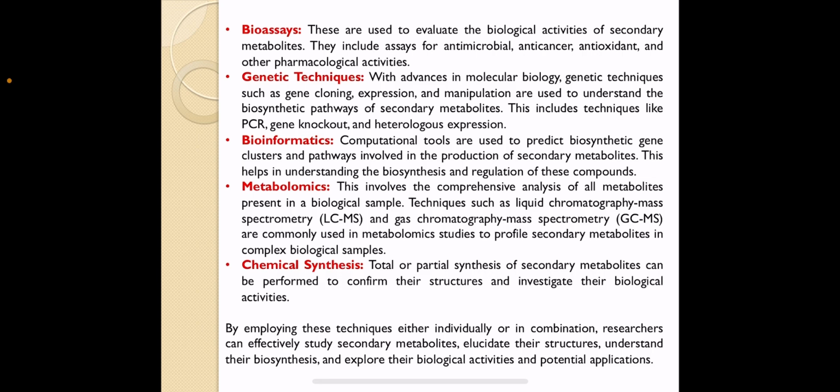And the next is genetic techniques. With advances in molecular biology, genetic techniques such as gene cloning, expression, and manipulation are used to understand the biosynthetic pathways of secondary metabolites. This includes techniques like PCR, gene knockout, and heterologous expression.